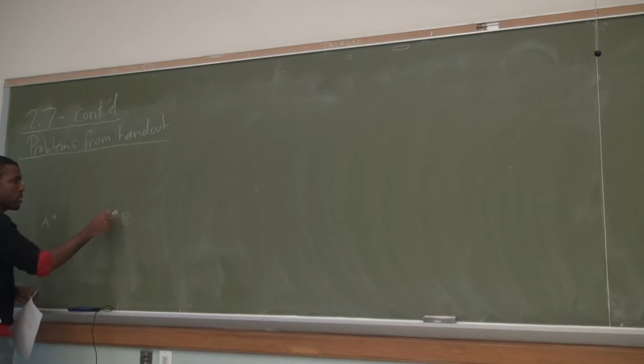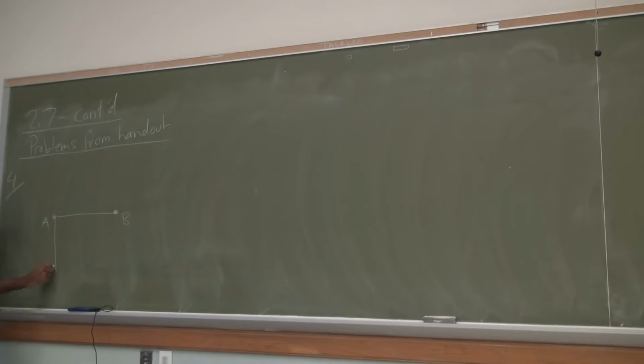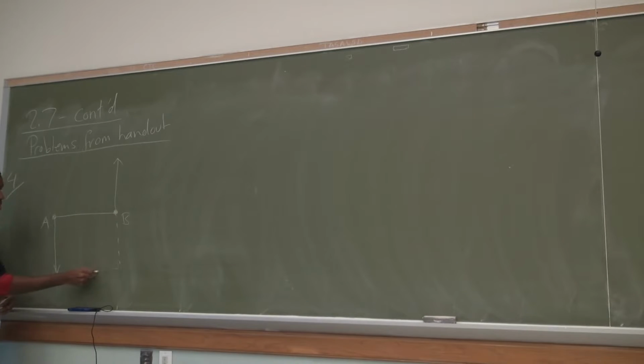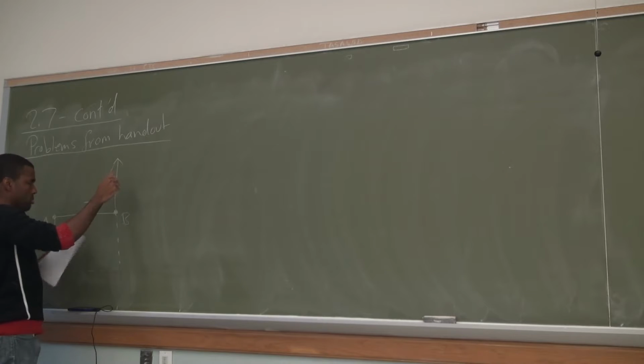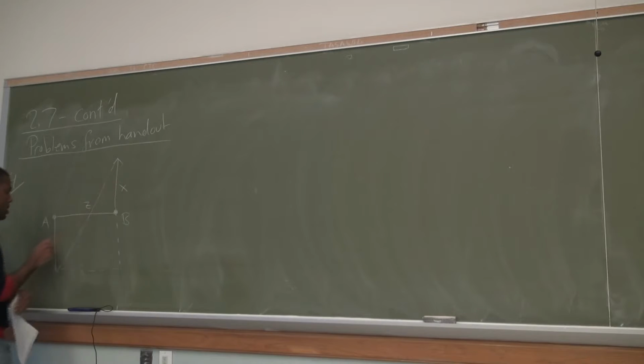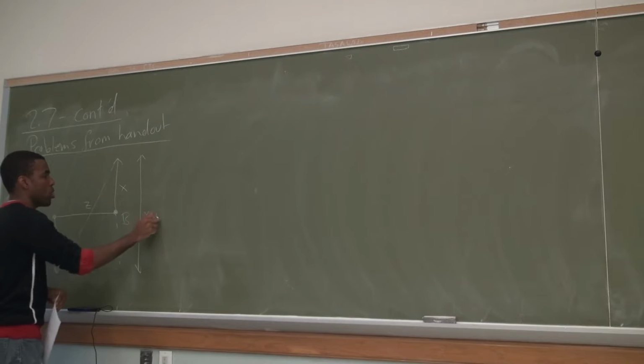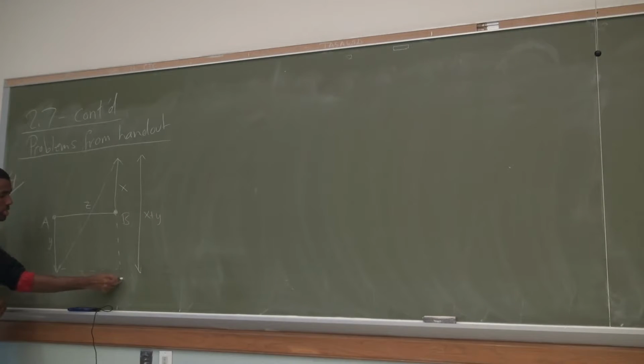The setup was the following: A and B started here, A started going south, B started going north. The trick was to make this little right triangle, and we call the variable of the hypotenuse, which was the distance we wanted to find, Z. Did I call this X? Yeah. And that Y. So this whole thing here was X plus Y. This whole distance here was 80.